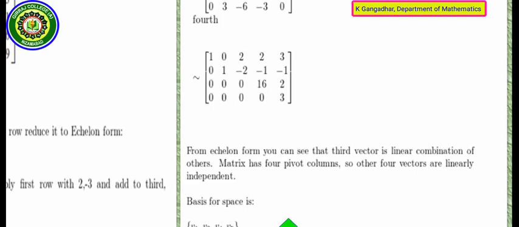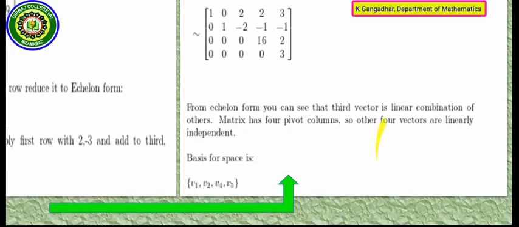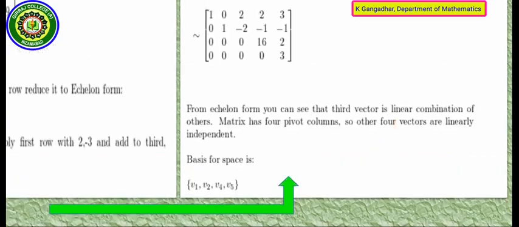Here which columns are pivot columns? So the first column, second column, fourth column, fifth column are pivot columns. So the third column is a linear combination of the first and second, so it is a free column. So the first, second, fourth and fifth column elements form the basis for the given set, that is v1, v2, v4, v5.